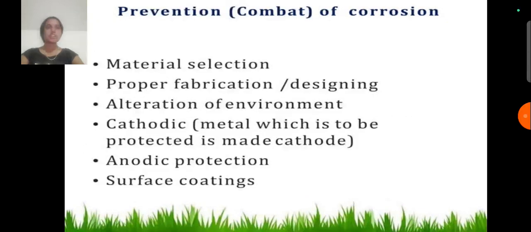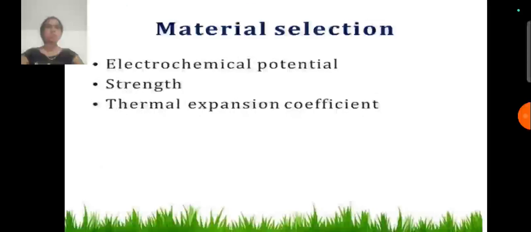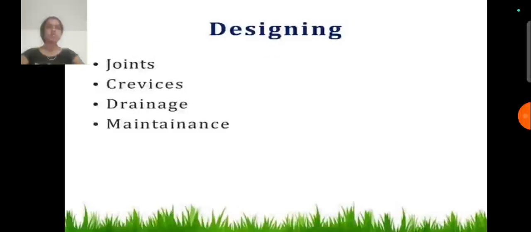And next, prevention of corrosion. Material selection, proper fabrication and designing, alteration of environment, cathodic protection where the metal to be protected is made the cathode, anodic protection, and surface coatings. These are the preventions of corrosion. And next, material selection: first electrochemical potential, second strength, third thermal expansion coefficient. And designing against corrosion: first joints, second crevices, third drainage, and fourth maintenance. These are the designing considerations in corrosion.